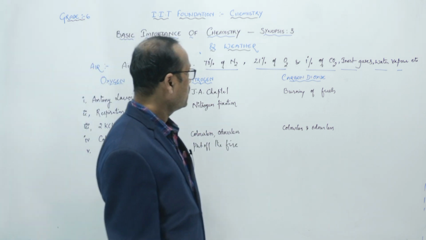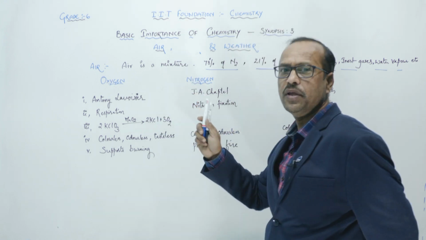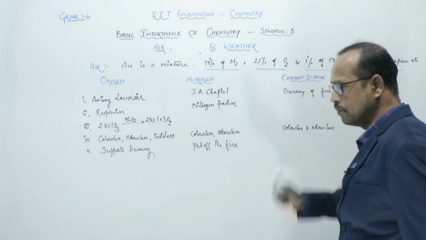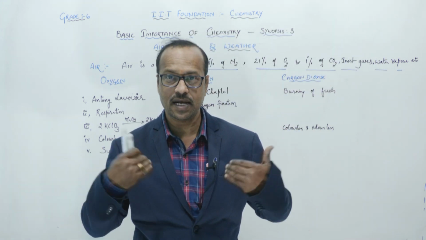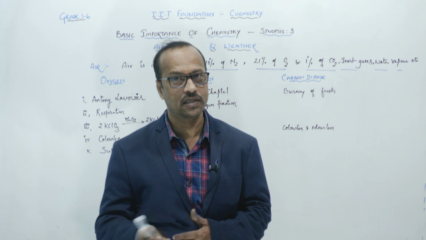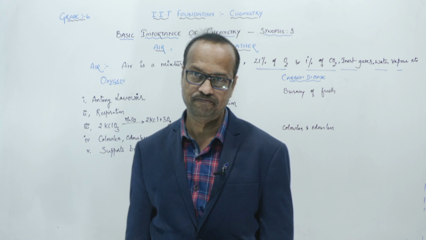Here the most important components of air are oxygen, nitrogen, and of course carbon dioxide, which is also an important component. You know that plants take in carbon dioxide and release oxygen. So that's why carbon dioxide is also one of the important components of the air.